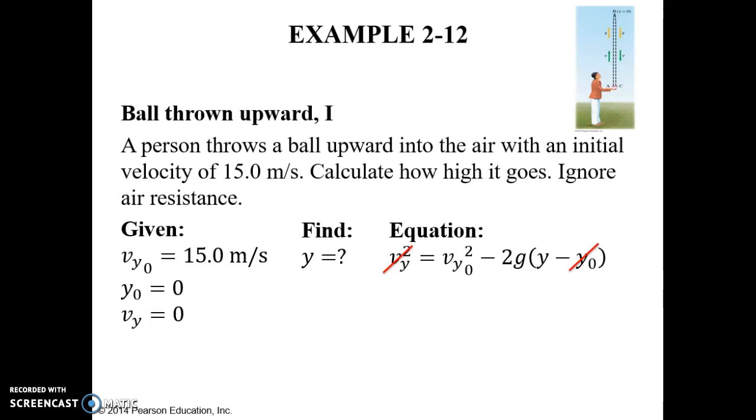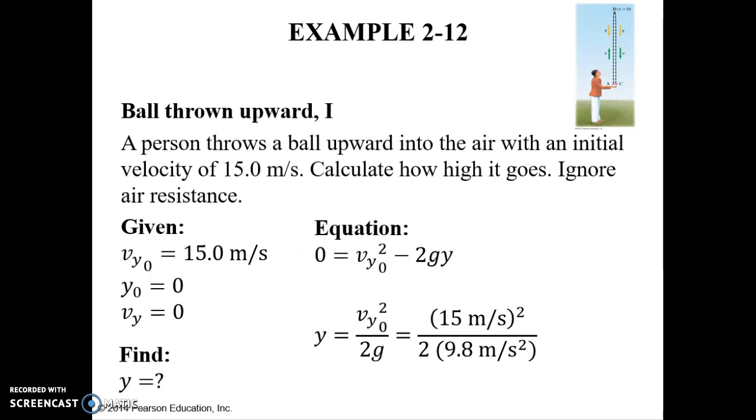So our equation reduces down to 0 equals Vy naught squared minus 2gy. Now solve for the final height, which is the variable y, to get Vy naught squared over 2g. Then we plug and chug, and we get an answer of 11.5 meters as the maximum height of the ball.